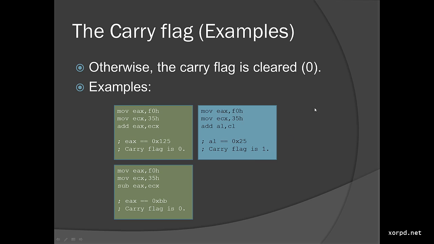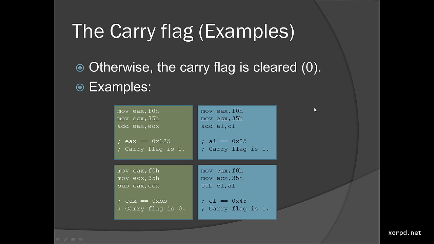Let's look at another example, this time with subtraction. Again, we put in those two usual numbers, F0 and 35, inside EAX and ECX. But this time we do something a bit different. We subtract AL from CL. We actually do CL minus AL. We actually do 35 minus F0. I remind you that F0 is larger than 35. The result that we get is 45.